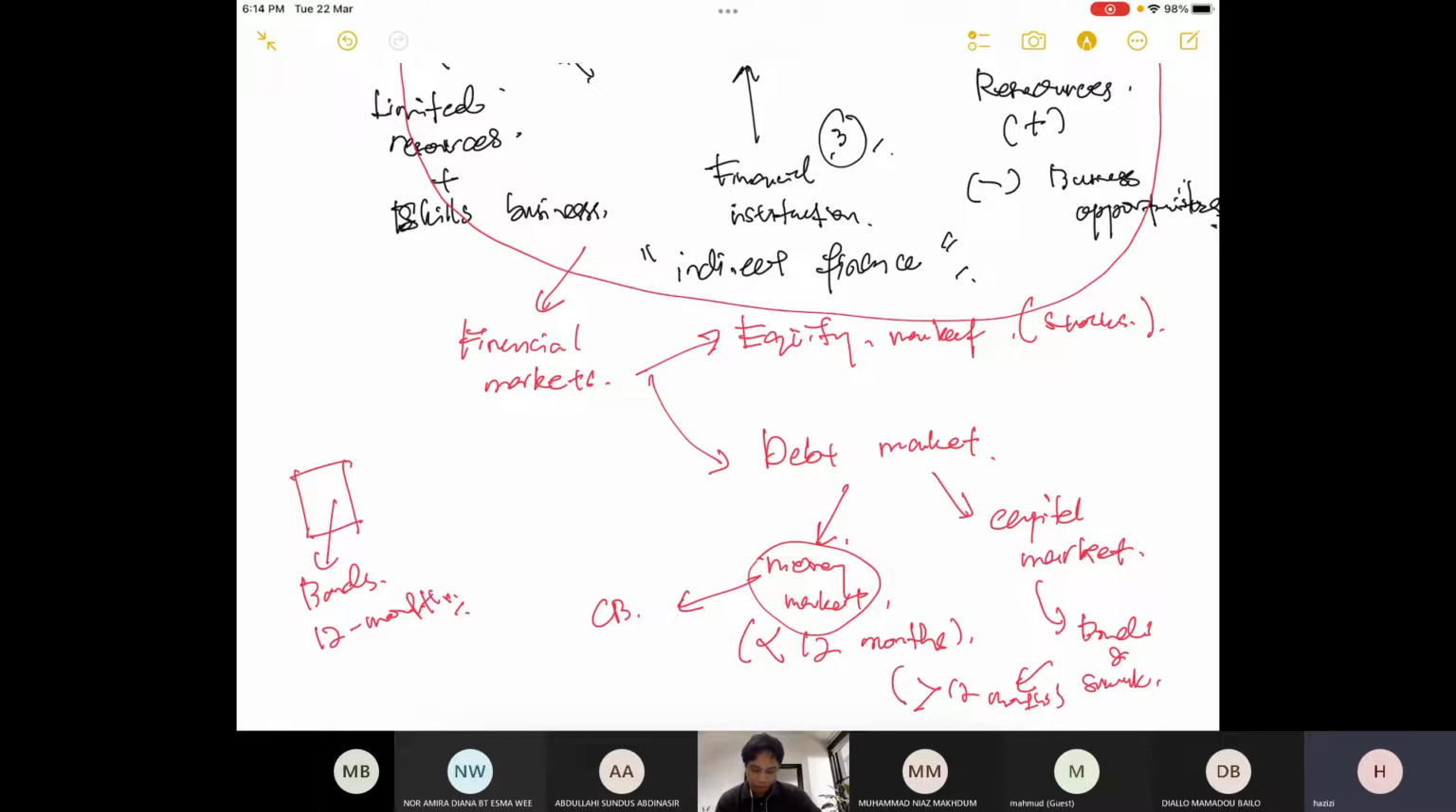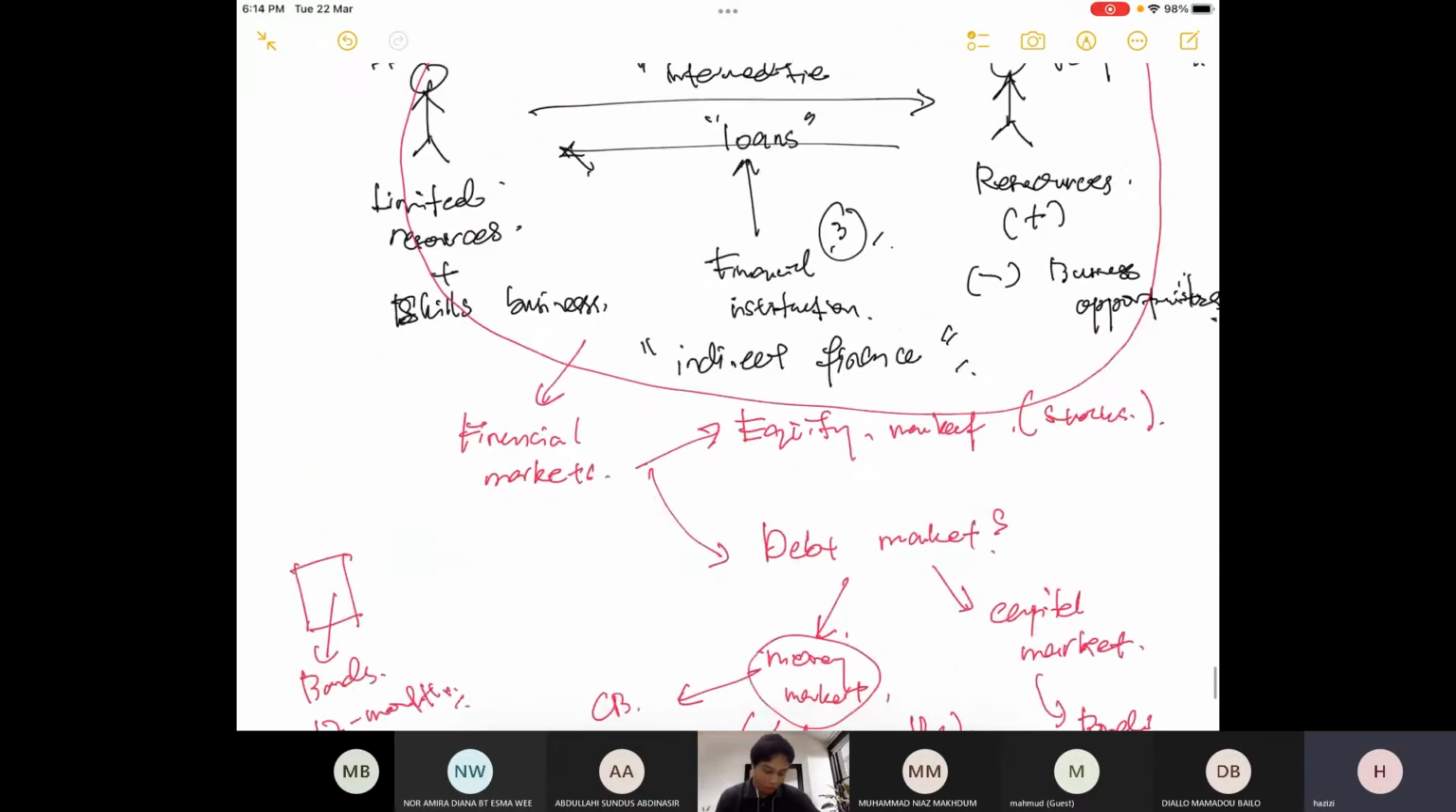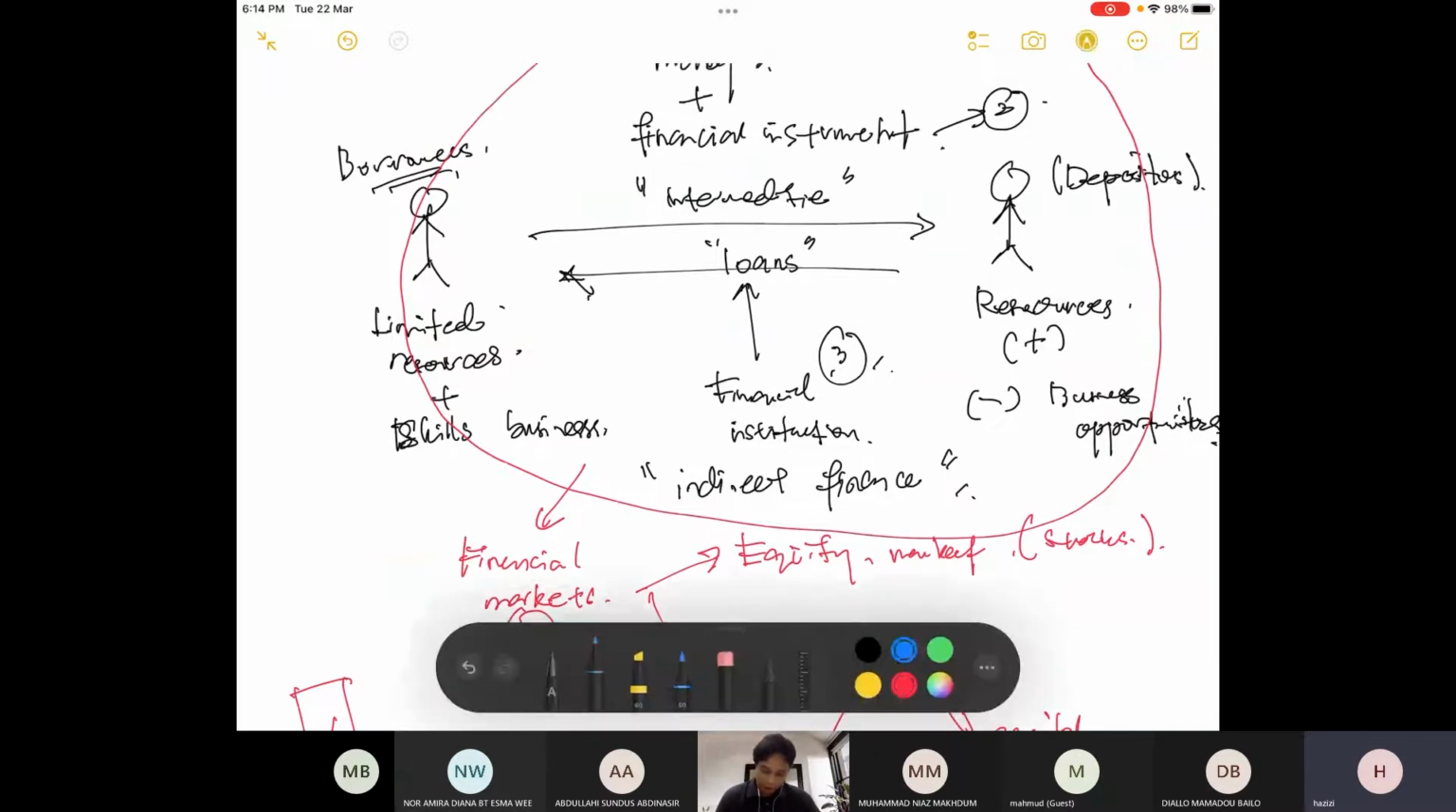So this is just how they categorize the debt markets. Okay, so this is the fourth component of a financial system. And we know that there are central banks or regulators that will govern the operation of this.